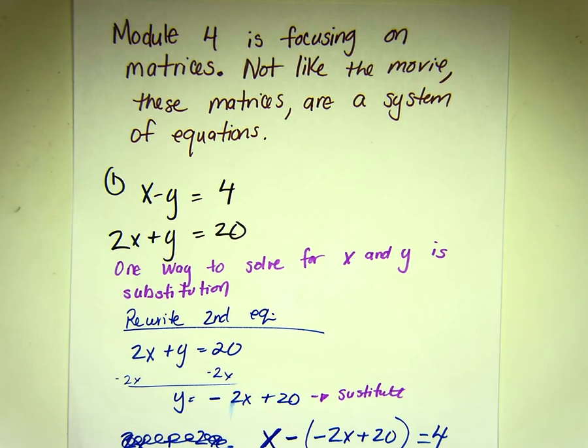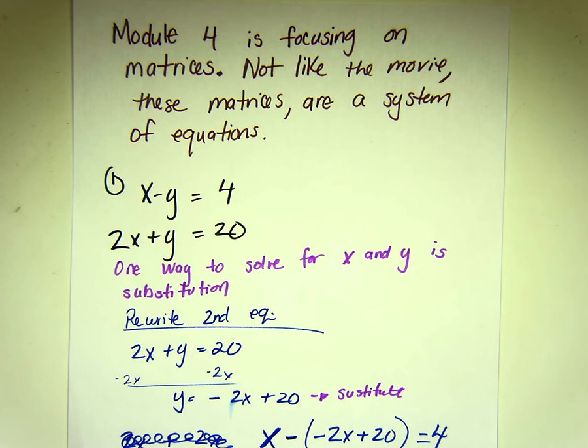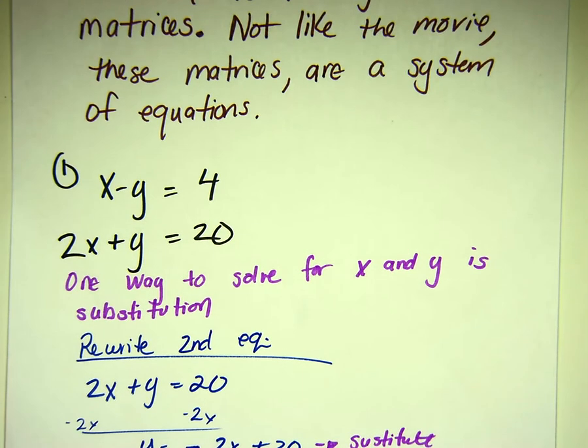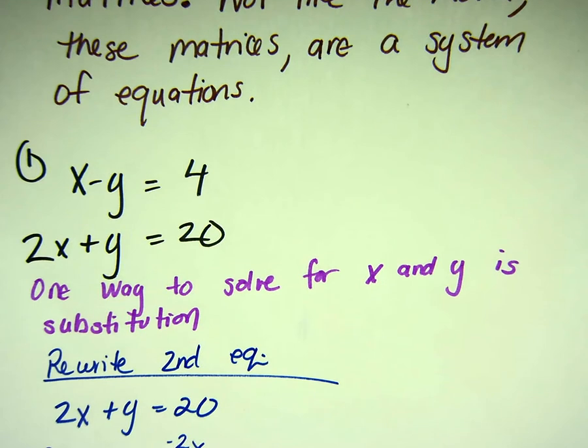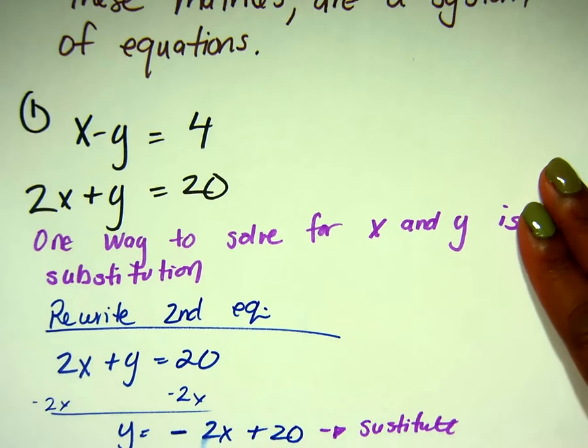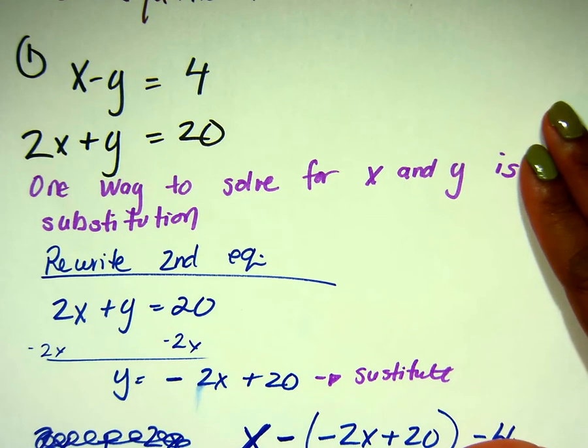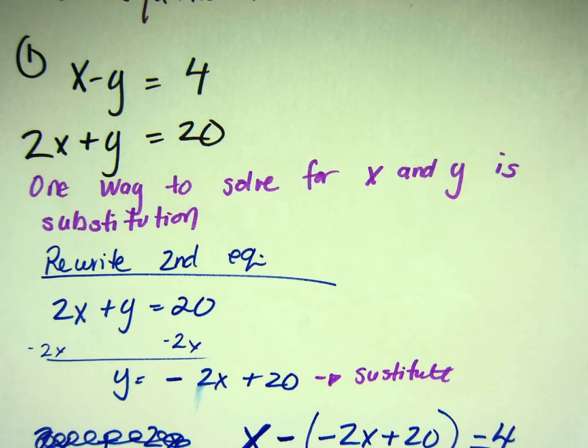As previously stated, Module 4 is focused on matrices, so not like the movie, The Matrix. These matrices are dealing with the equations. So let me zoom in slightly. Hopefully the reflection is not too bad with the camera on here. So here we go. So question 1, we have 2 equations.